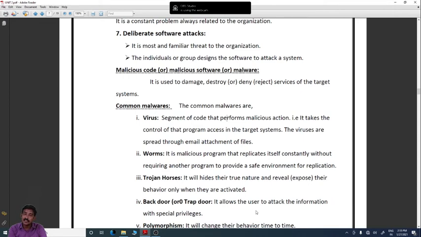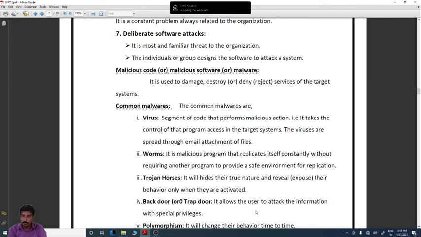Normally this virus can be spread through email, through attachments. And the next one is called a bomb. It takes control of your entire system. Actually, it is also a malicious code, and it replicates itself. We don't need to do any action. It replicates itself without requiring another program to run.